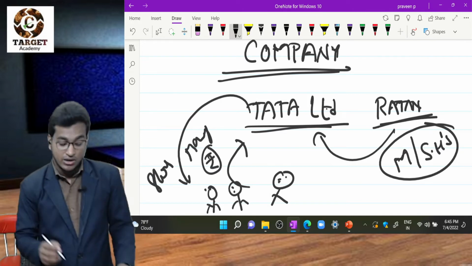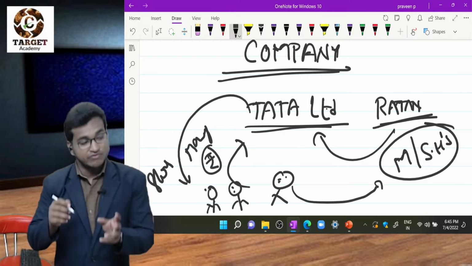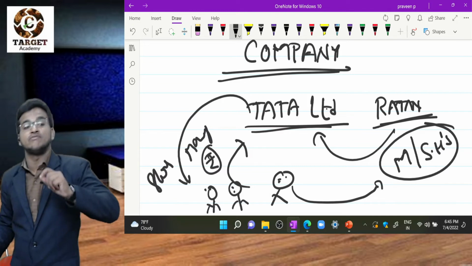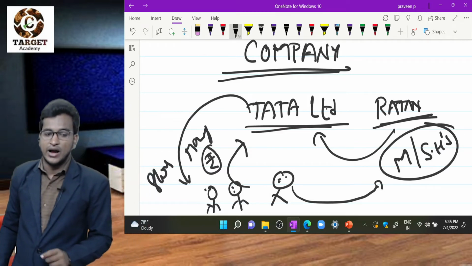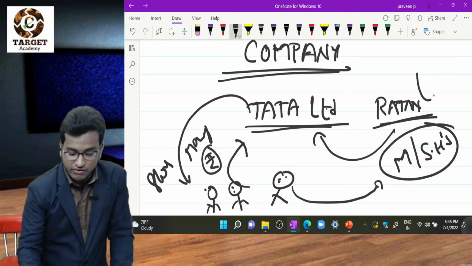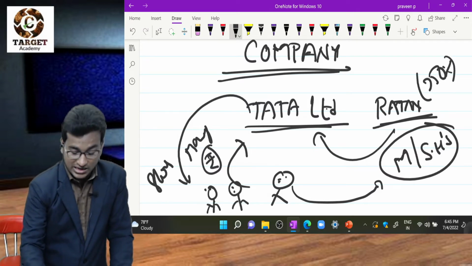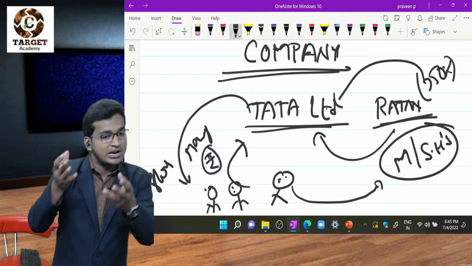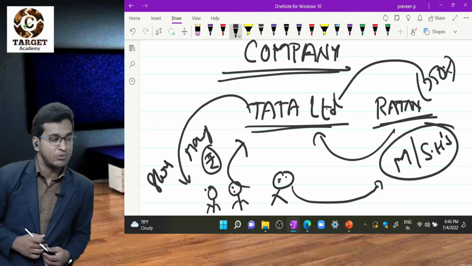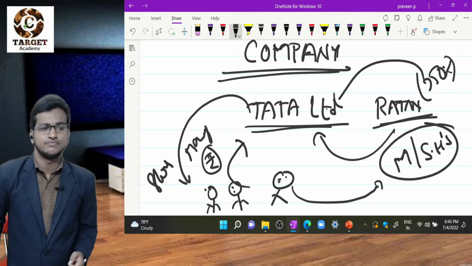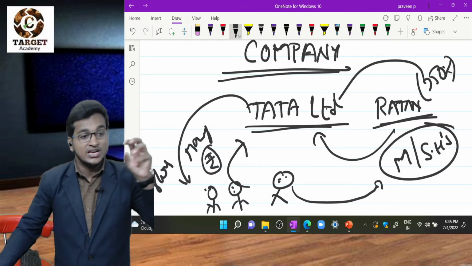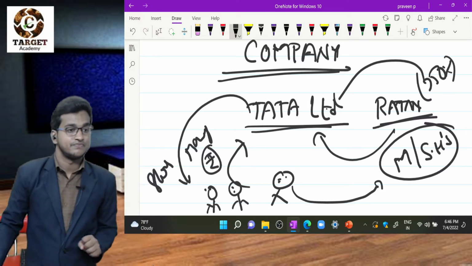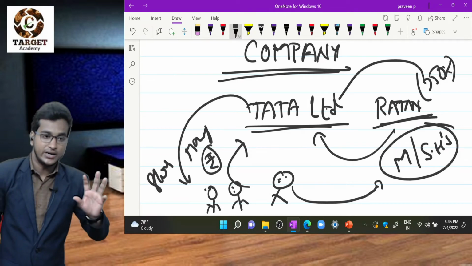In this manner, we are the shareholders of the company. In fact, we are the owners of the company, but our share is a minimum share. In fact, Ratan Tata is holding more than 50% share in Tata Limited. That's why he is controlling the company. But we are having a little bit of share. That's why we are not controlling Tata Limited, but we have a share in the company. Are you getting my point?